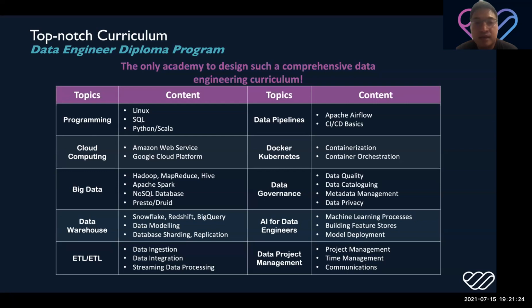So we cover big data with more focus on Apache Spark and NoSQL, of course. We still cover Hadoop and Hive, and MapReduce is an important concept, but in terms of hands-on practice, we will basically teach more Apache Spark. And we teach both Scala and PySpark. And on the data warehouse side, we cover some of the popular platforms such as Snowflake, BigQuery, and Redshift, which will mainly be labs.